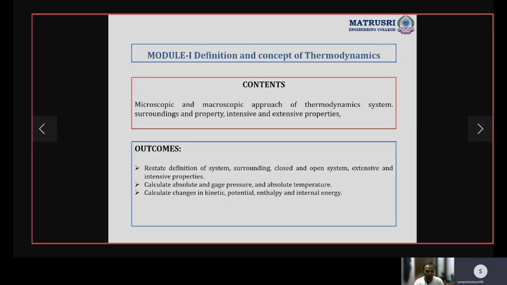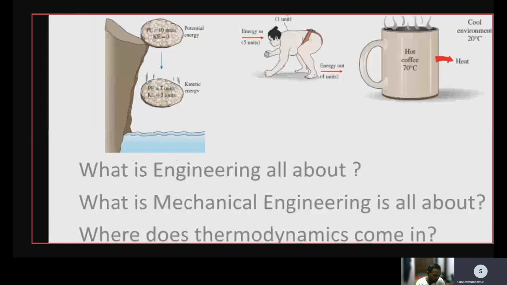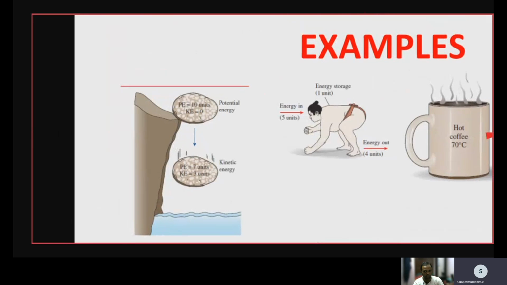These are the contents of module number one, and these are the outcomes for module number one. I'm not going to read them out and waste your time; I'll move directly to the example I have listed here. See the figure, if you can observe. If I zoom in here, there is a hill, and there is a rock at the top, in which the potential energy of the rock is 10 units and the kinetic energy is 0.